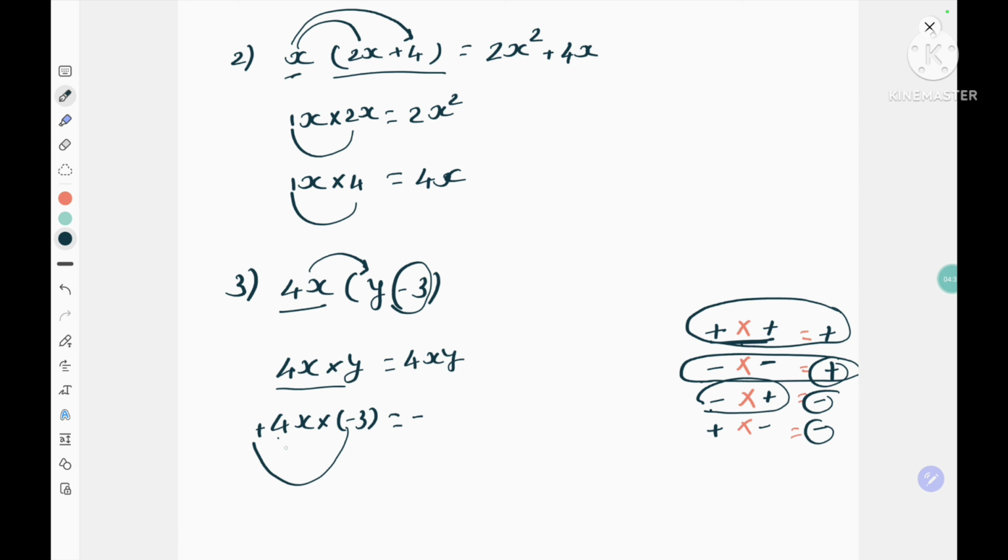So here 4 is a plus and 3 is a minus, so the answer is going to be 12, as 4 times 3 is 12, so minus 12, not plus 12, and x as it is. So the answer is going to be 4xy, this 4xy, here 12x, but what? Minus sign, because in front of 12 is a minus sign. So this is the answer.